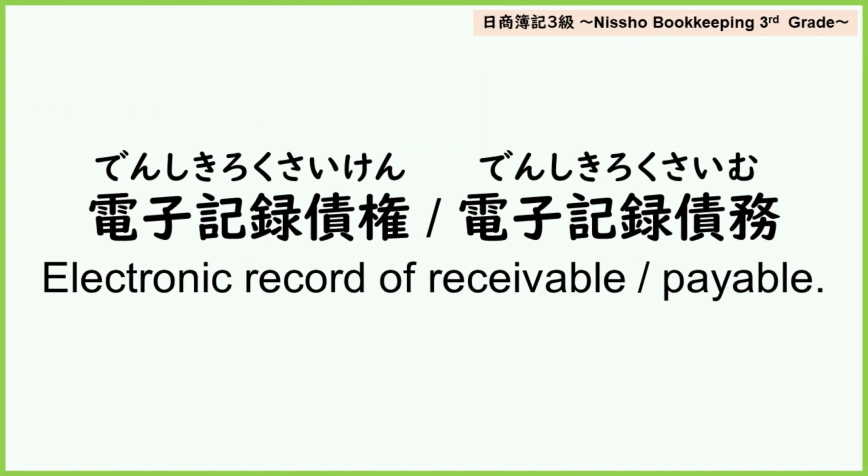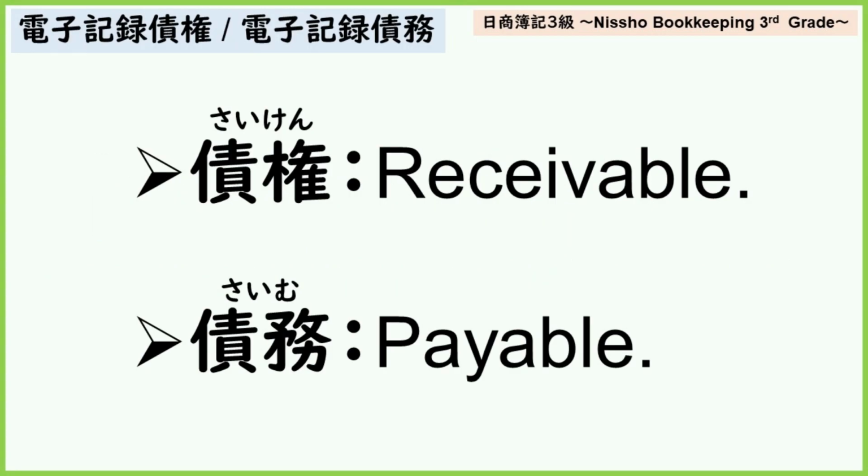The second content. Electronic record of receivables and payables. Electronic record of receivables and payables refers to transforming receivables and payables into electronic formats. Let me further explain the terms receivable and payable. Receivable, it's the right to demand money, goods, services, etc., from someone and enforce that claim. Payable, it refers to the obligation to provide money, goods, services, etc., to someone. Let's get back to the main topic.